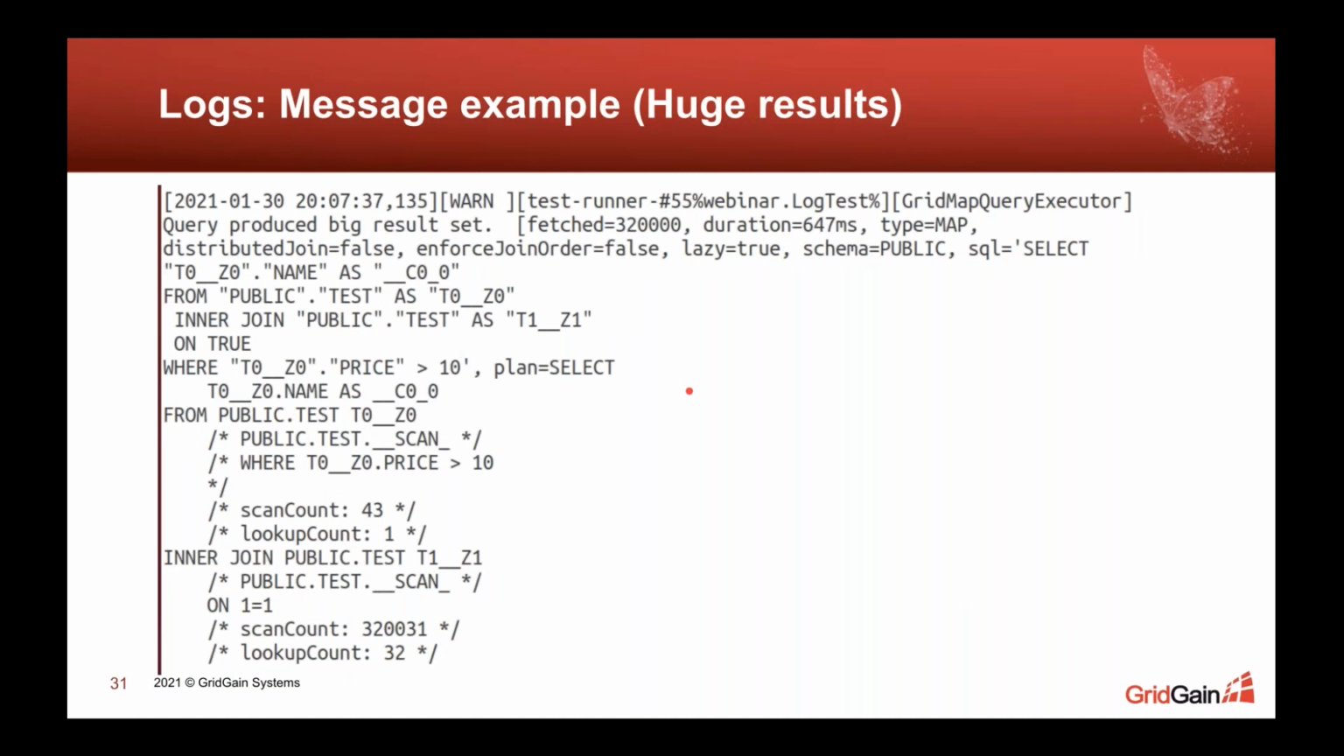The huge results example is pretty similar to the previous one. It's a good practice to keep your result sets as small as possible. For example, here it's pretty big, to be honest. I don't think that it's good, but it depends on your actual use case. Maybe you are prepared for that. And again, scan count and lookup count.